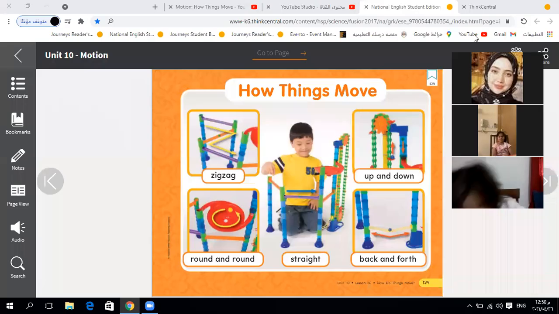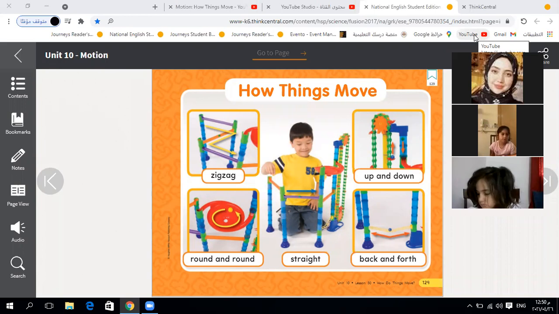So today, guys, in our lesson, we will talk about how things move, or we talk about motion. Motion, guys, means how things move. Motion means you can move. So, you know that things move in different ways. We talked about them last time.